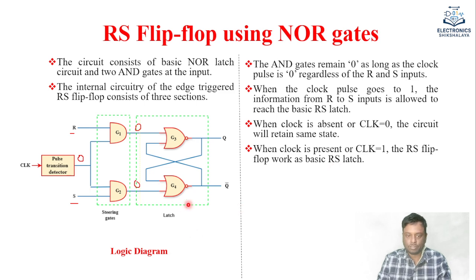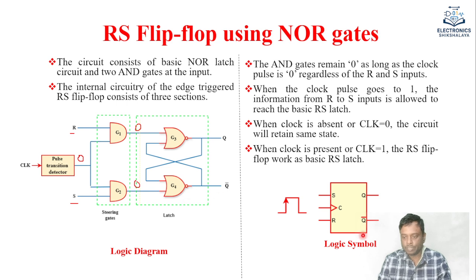So similarly, this is the logic symbol of this RS flip-flop. You can ask me why there are AND gates here, why not any other gates? If G1 and G2 were NOR gates, what would happen?